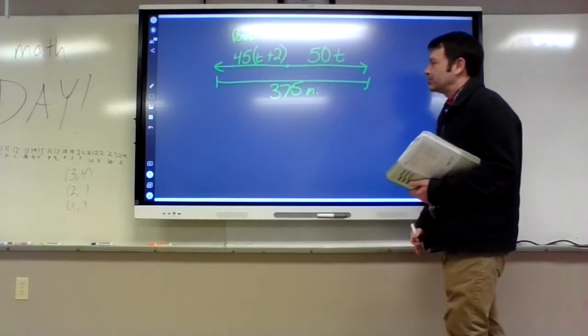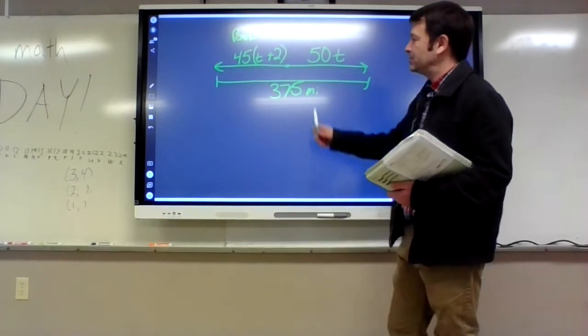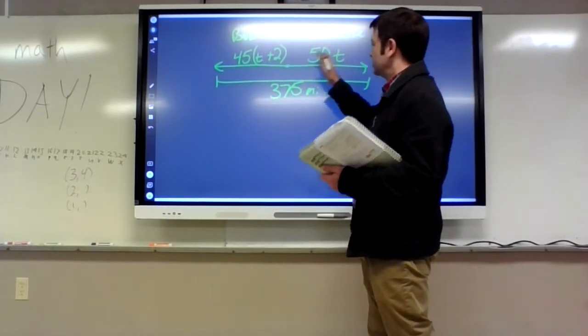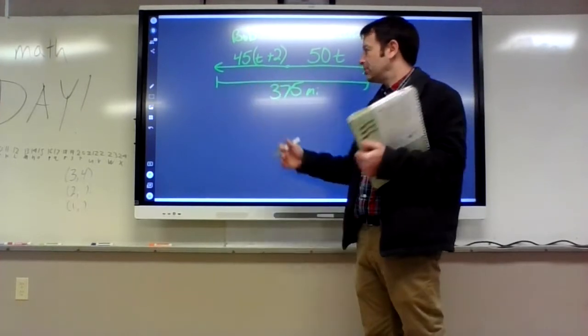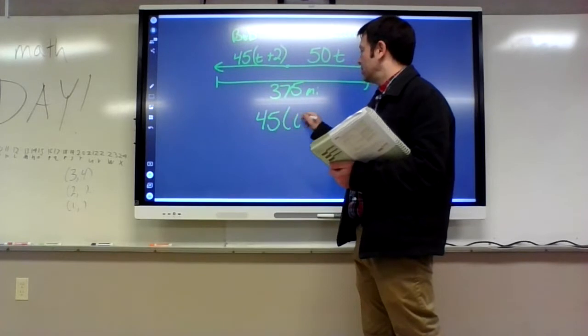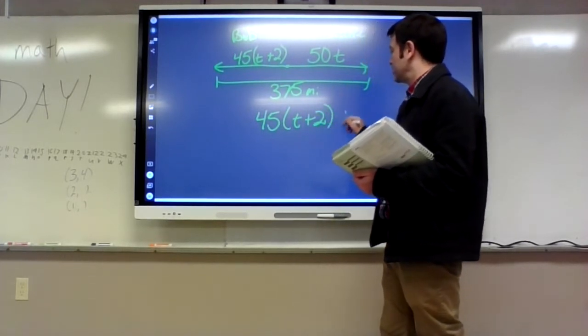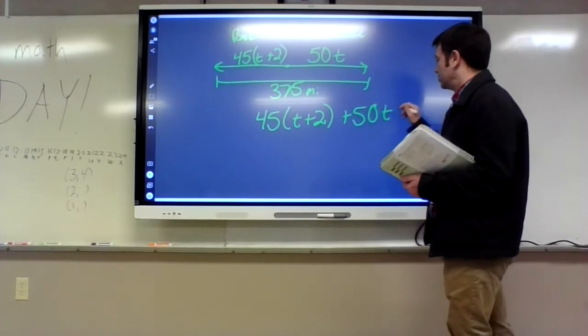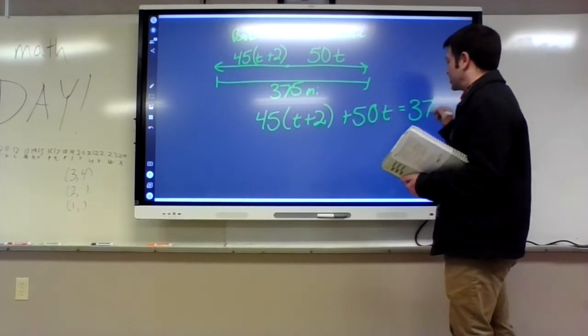Okay, what's the relationship between these three distances? Bob's distance plus Lane's distance equals the total distance. Okay, you guys are going to have to solve this by yourself, but let's make sure we know what they're actually asking.